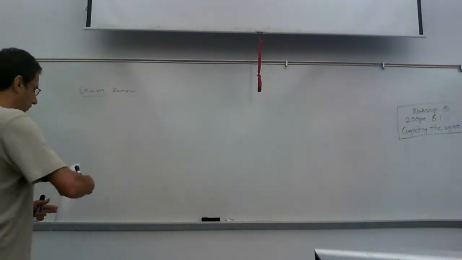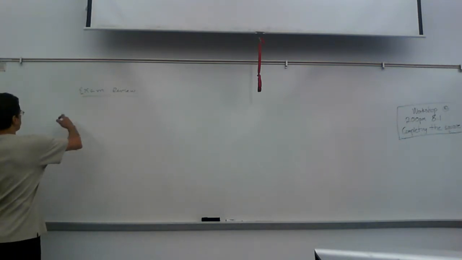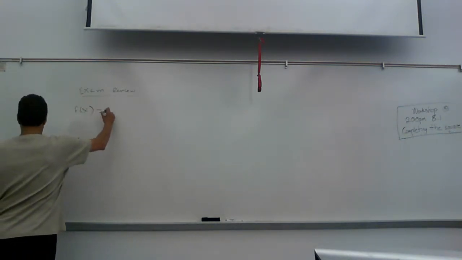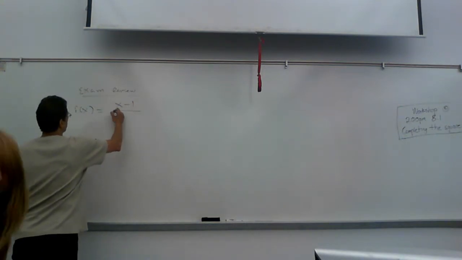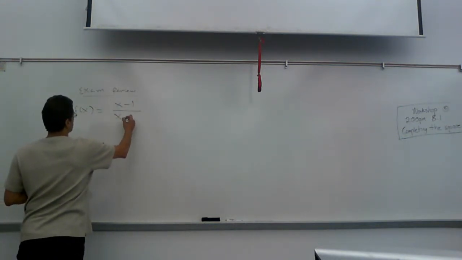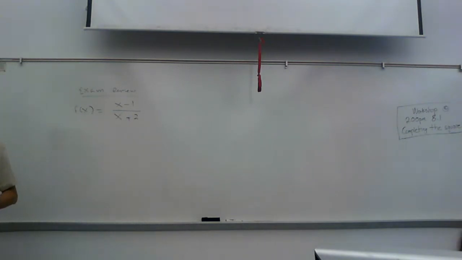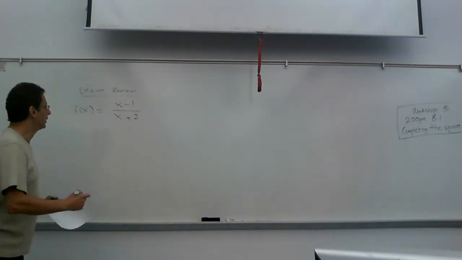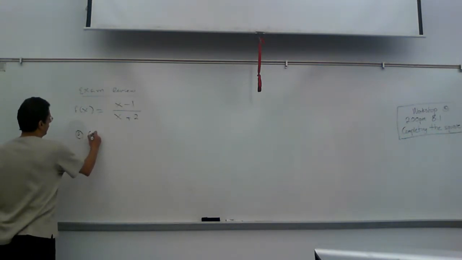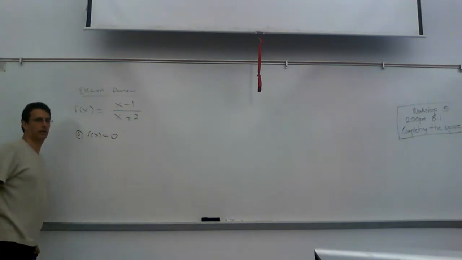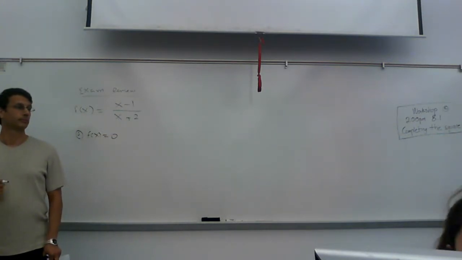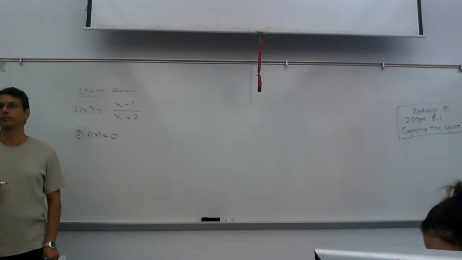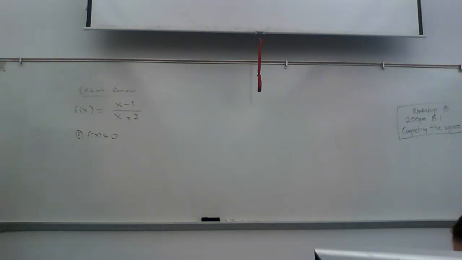All right. If we're going to look at the following function, f of x equals, let's say, x minus 1 over x plus 2. A rational function. And the question is, okay, A, f of x equal to 0. We want the answer. What would be the answer? F of x equals 0.